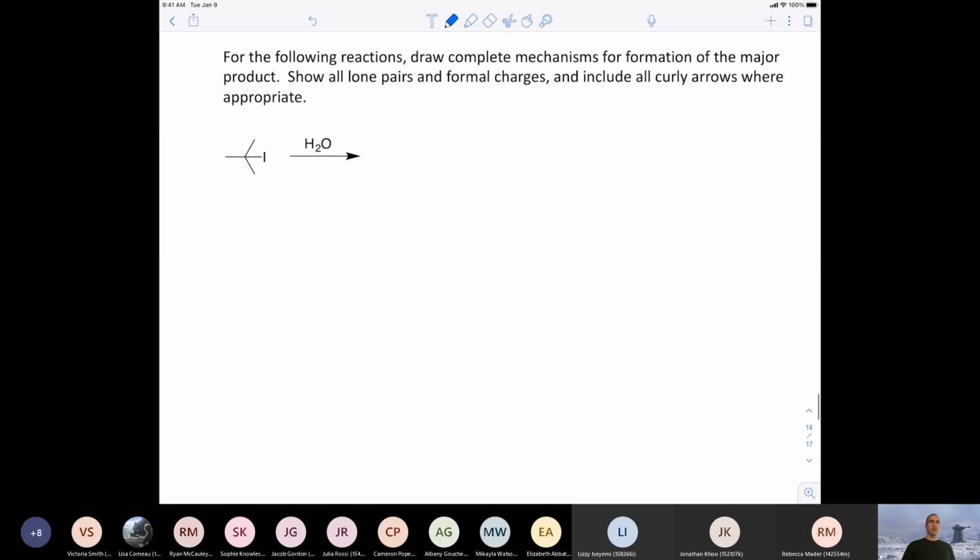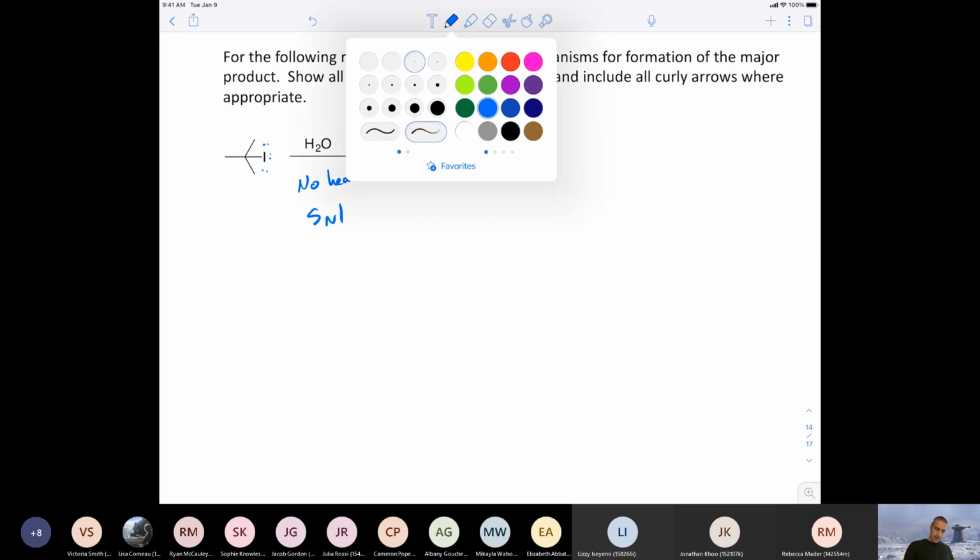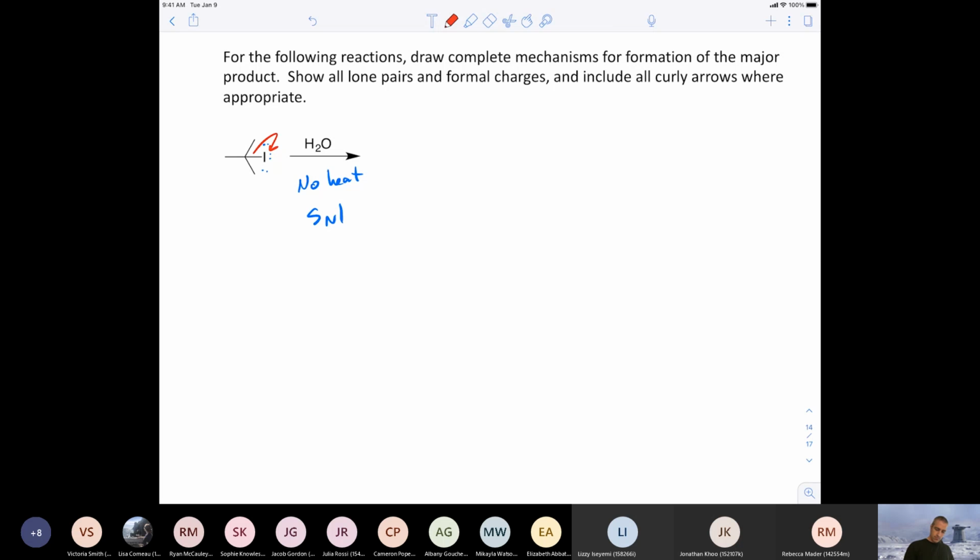Same reaction, except this time we don't have heat. That means it's going to be SN1, right? This is one of these cases where it could be either way, and we push it to E1 with heat, cool it down, and push it towards SN1. SN1 and E1 have the same first step, which is loss of the leaving group. Now we have water acting as our nucleophile.